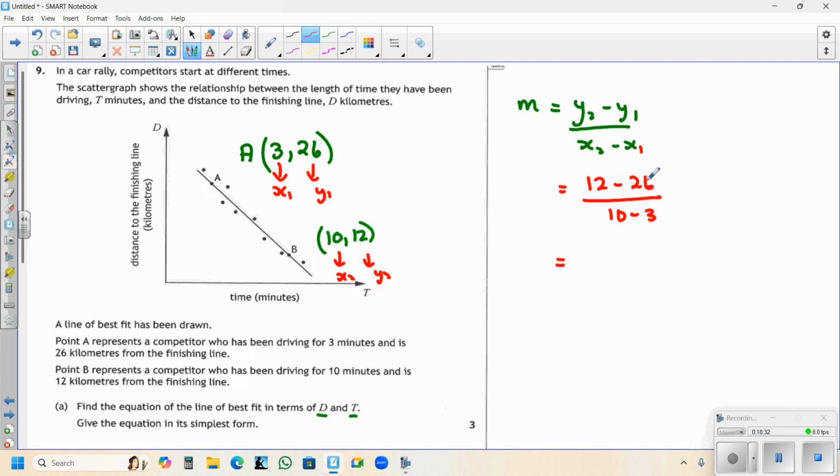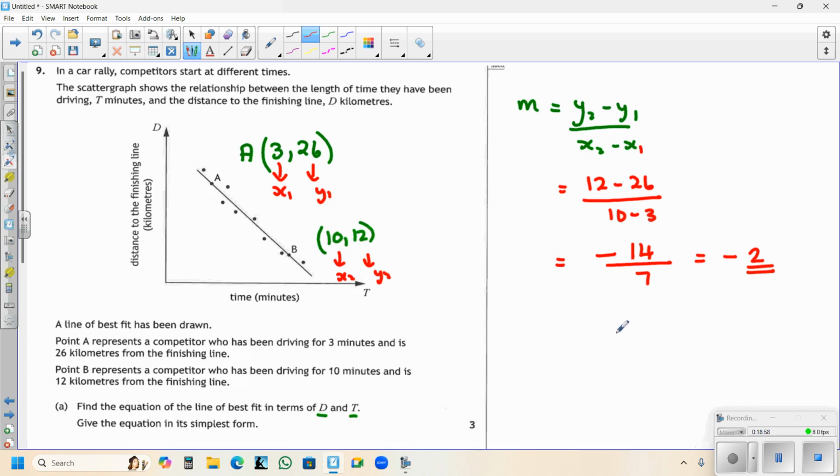So we've got 12 take away 26. It's going to be negative. I'm going to switch it around so that I can work it out better. So 26 take away 12 is 14, so it's negative 14. That's divided by 10 take away 3, which is 7. So the gradient is going to be negative. 14 divided by 7 is 2. Now that is sensible because that line is sloping downhill. That tells me I've got a negative gradient.